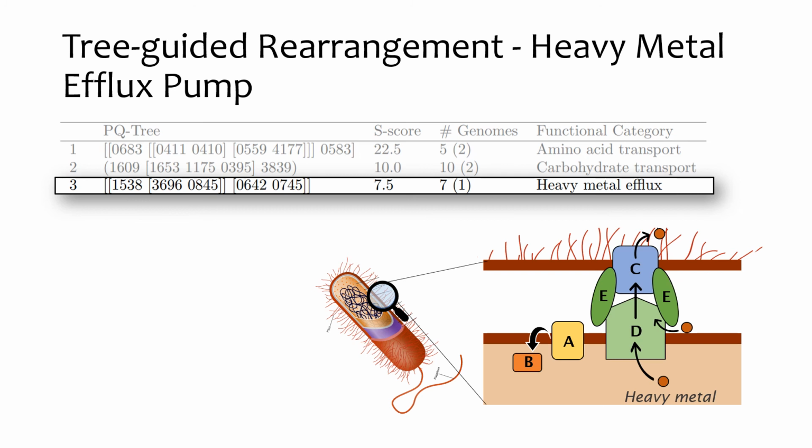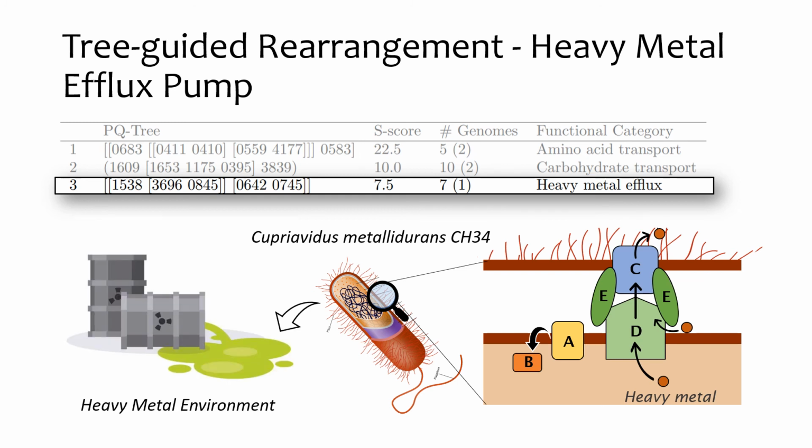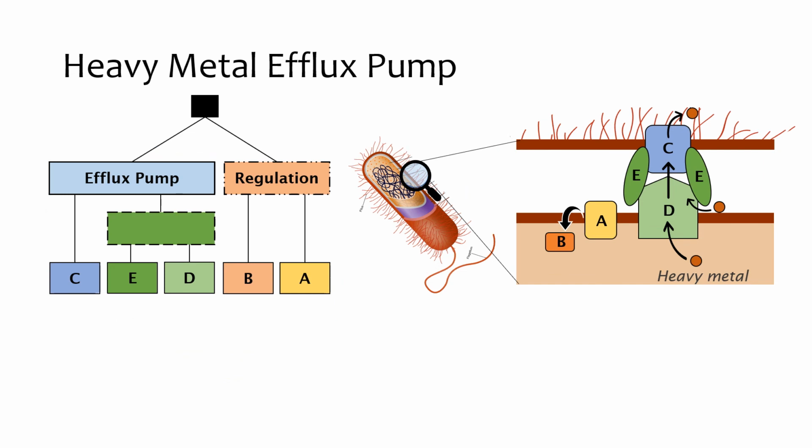This pump was found in 7 plasmids, where one plasmid contained a tree-guided rearrangement that was not present in the chromosomes. Interestingly, this tree-guided rearrangement was found in the bacterial strain that was isolated from an environment polluted with several heavy metals. To achieve our second objective, we searched for approximate instances of the gene cluster of the heavy metal efflux pump that possibly encode related variations of the pump.